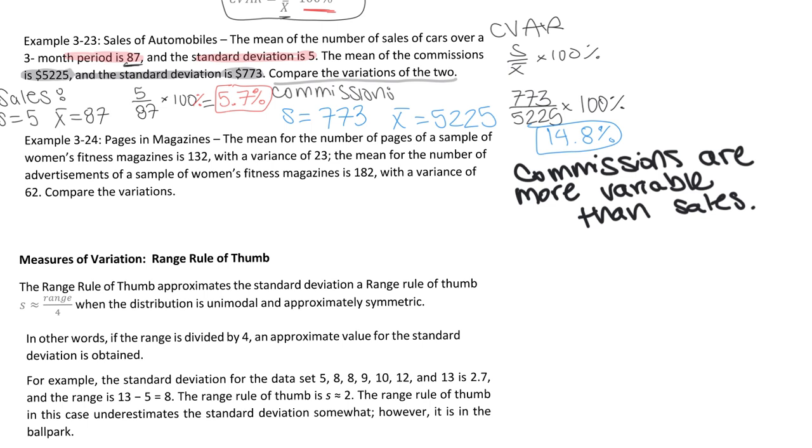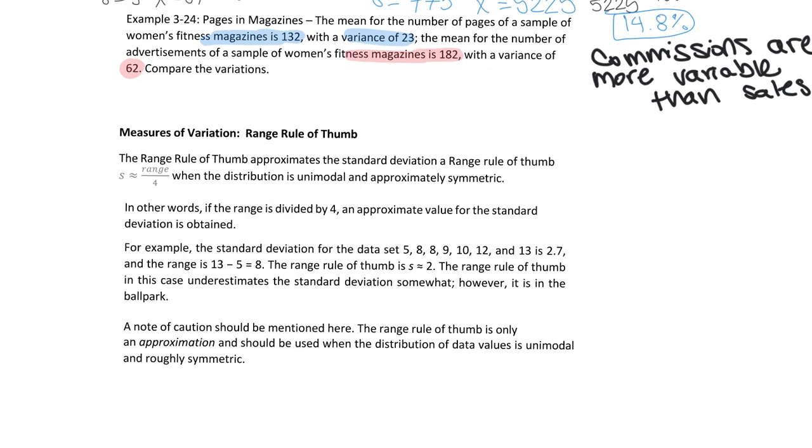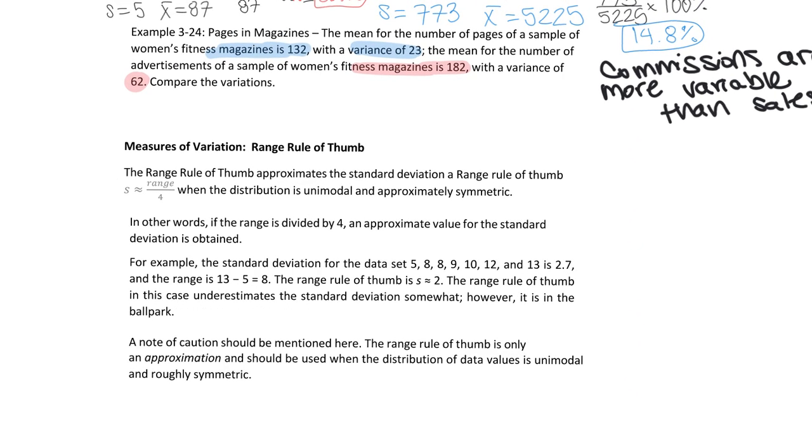All right, so in this example, they're going to give us the variance and the average for the number of pages of a sample women's fitness magazine, and then versus the number of advertisements of the fitness magazine. So they're giving us the variance of both of these, and of course they're giving us the average. So in order to use this formula, we actually want to convert our variance to standard deviation, okay? And it's actually not that bad.